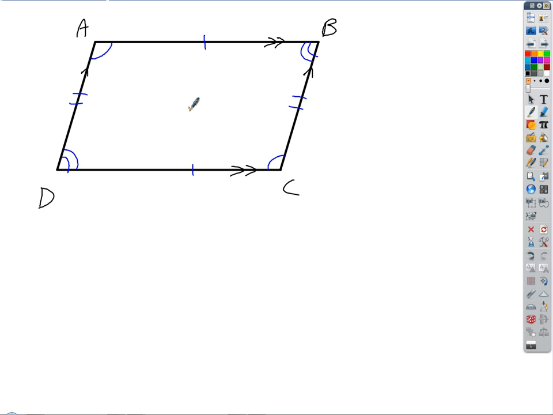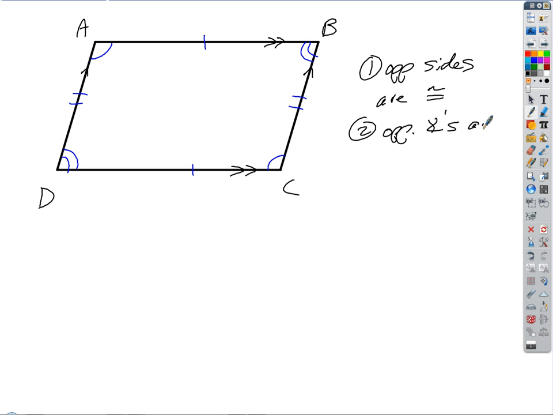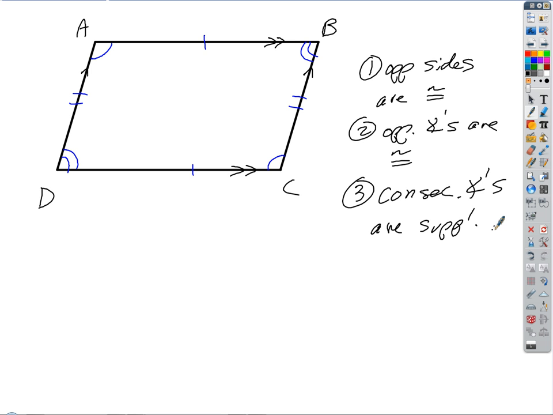So if we summarize these, we've got a couple things. One, opposite sides are congruent. Two, opposite angles are congruent. Three, consecutive angles are supplementary. The last one's pretty tough. Any ideas? I'll give you a hint.